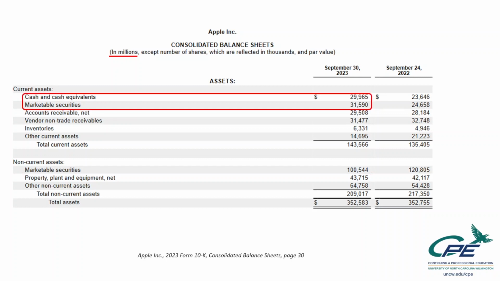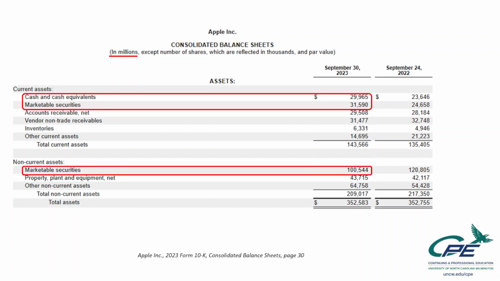Large components of current assets for Apple are cash and cash equivalents and also marketable securities or investments, including also a large balance of marketable securities as non-current. For Apple, these totaled more than $160 billion at the end of 2023.